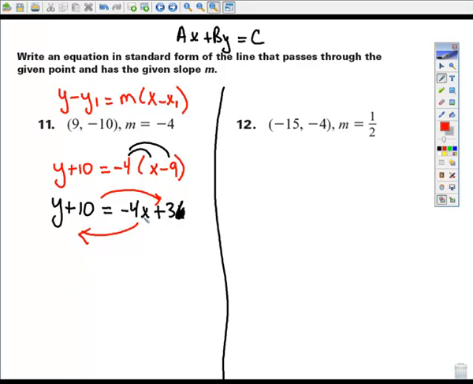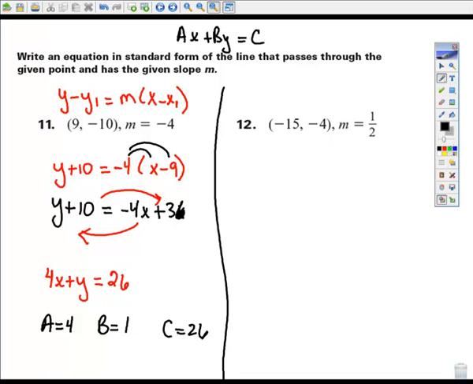So to move the x, I'll add 4x to both sides, so I end up with 4x plus y equals, to move the 10 over, I'll subtract it, so it's going to equal 26. There's ax plus by equals c. The a is 4, the b is 1, and the c is 26.